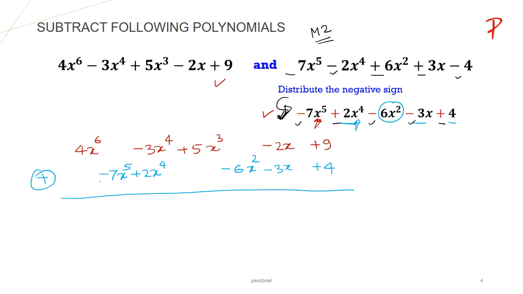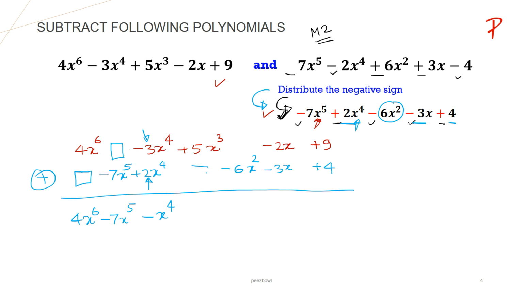I am adding these polynomials because I have already distributed the negative sign. Okay, so below 4x to the power 6 we do not have any term, so I will write it as it is. Then for x to the power 5 we do not have any similar term. So I will write minus 7x to the power 5 as it is. Then for x to the power 4, I will write x to the power 4 first. Then I have to add these two constants, that is minus 3 plus 2 is minus 1, that is minus x to the power 4.